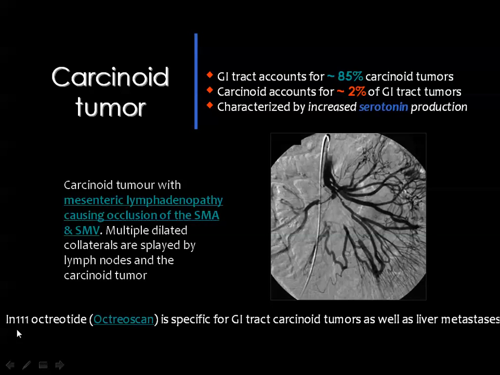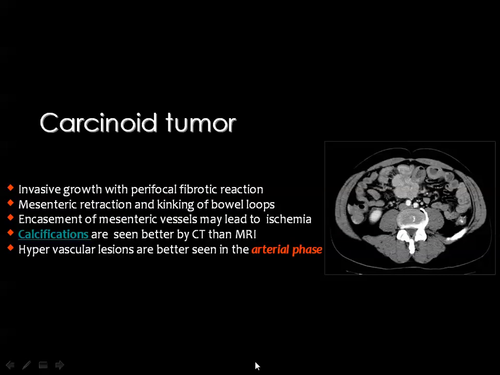scan using indium 111, is specific to trace the site of carcinoid tumor as well as the presence of liver metastasis. Actually, the appearance of carcinoid tumor in the CT scan is not that specific, and you can see a mass within the abdomen intimately related to one of the bowel loops. And one of the characters is mesenteric retraction and the kinking of the bowel loops, which may be evident sometimes, but in many times it's not evident.